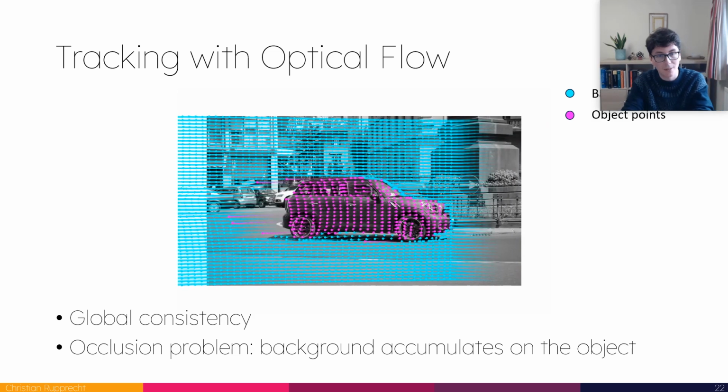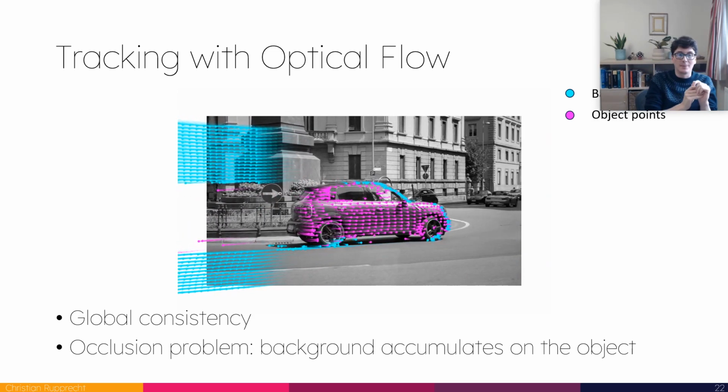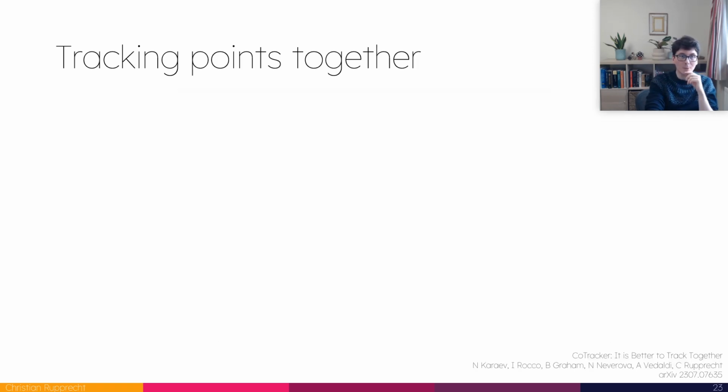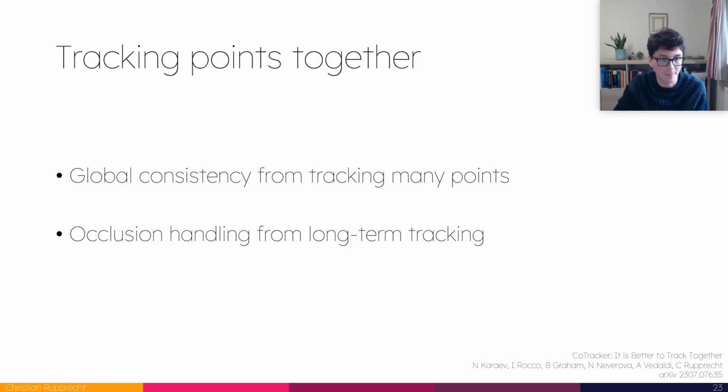So what we were looking at is, can we somehow bridge the gap between these two worlds and exploit both sides? So we want to track points for a long time, but we want to track them together. This means we get global consistency from tracking many points and they can talk to each other and there's a global understanding of the frame. But we also want to get occlusion handling from these long-term tracking tasks. And we want to keep on training on synthetic data.